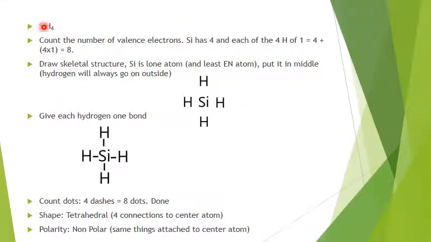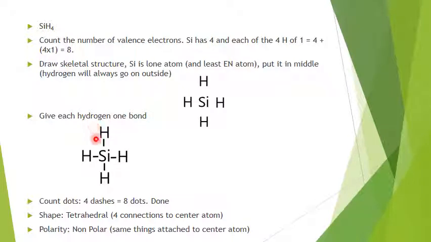Okay, silicon tetrahydride. Count the number of valence electrons. Silicon has 4. Each of the hydrogens has 1 electron, so it's 4 from silicon and 1 from each of the hydrogens, so it's 8 altogether. The skeletal structure is like this. Silicon goes in the middle.